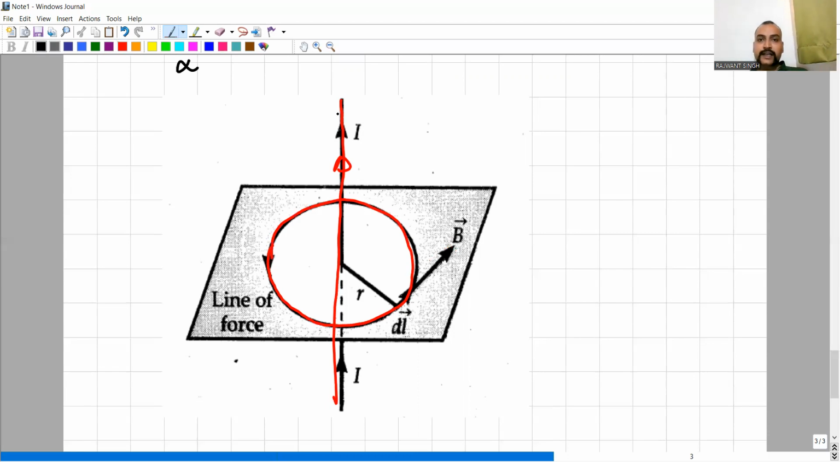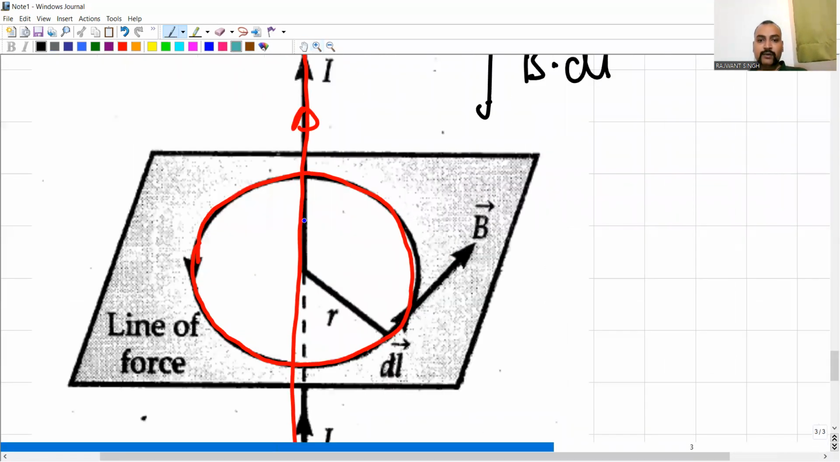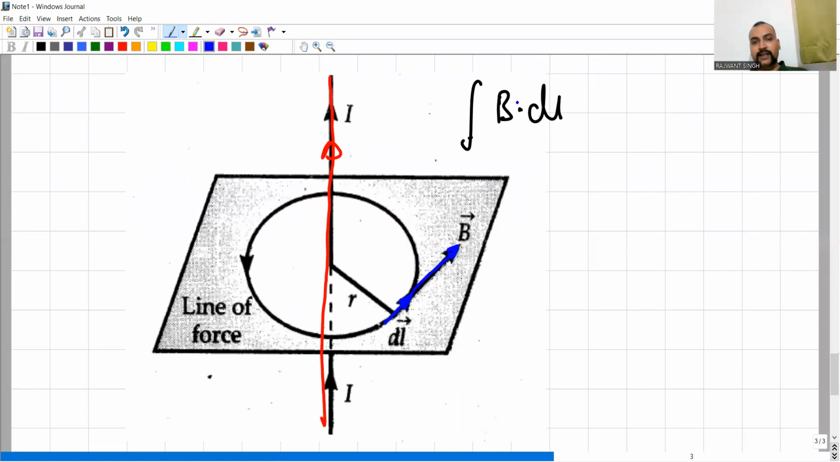So when you do this integration B dot dl, you will find that the dl component of this Amperian loop and the direction of the magnetic field are in the same direction. As they are in the same direction, their angle theta would always be 0 degrees, and cos of 0 will always be 1. So the calculation of B dot dl would be very simple. B dot dl is equal to, again, what? Mu naught times the current enclosed. So this was our Ampere circuital law.